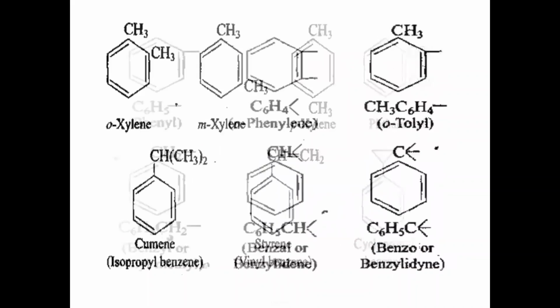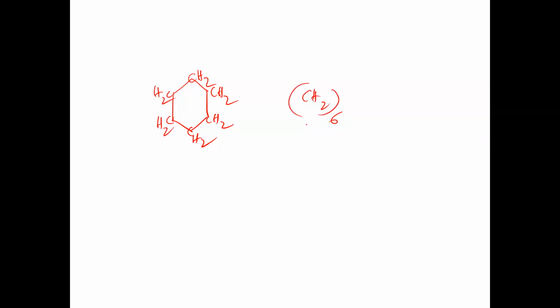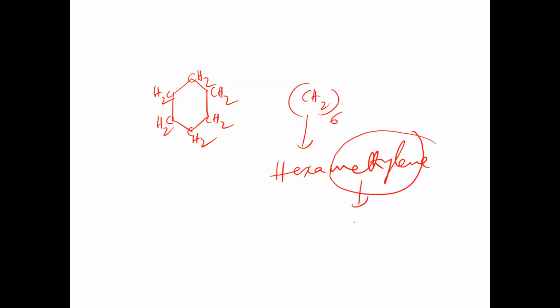One more point we have to understand is that suppose you take this compound here. How many CH2 groups are here? CH2 at every carbon is there. So how many CH2 are there? Totally 6 CH2. So CH2 taken 6 times, we can take now. So it is called hexamethylene.